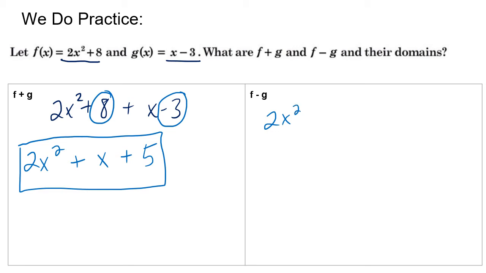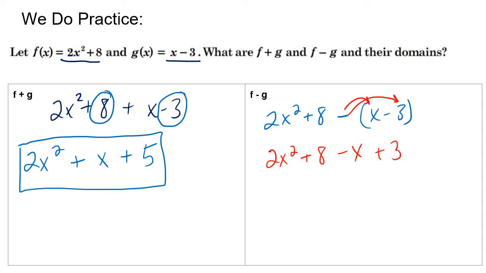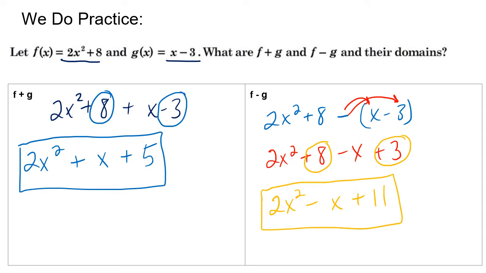Now we're going to subtract f minus g. So that gives us 2x squared plus 8 minus x minus 3. Remember, we said you have to distribute the negative. Subtraction. So that gives us 2x squared plus 8 minus x plus 3, because the negative times a negative is a positive. We're going to combine like terms again. So that's 8 and 3. So we end up with 2x squared minus x plus 11. Okay, how did you do? I hope you did great and awesome.